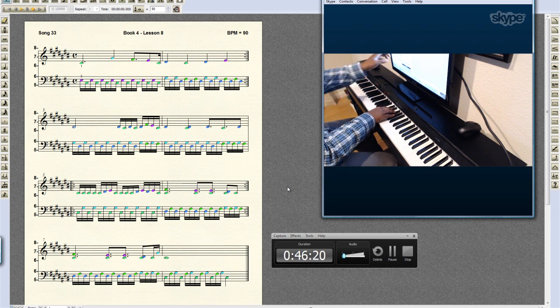So now let's look at measure 6. You can count this from a beat perspective.